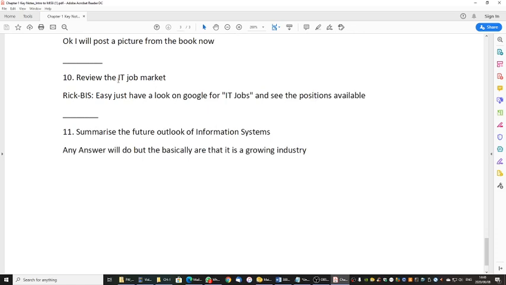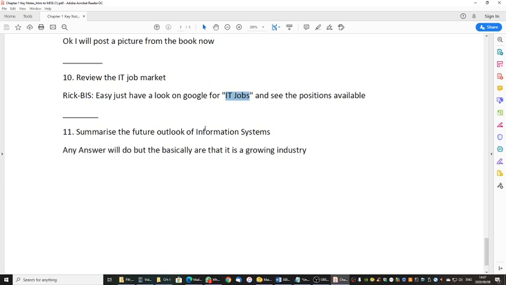Review the IT job market. This will not be an examination question. It is more for the student information. If you have a look at Google under IT jobs, have a look at the names of the positions available and think about where these people position themselves in the market and what kind of IT positions are available and what they are called, so that you can get an idea of the different IT jobs and the job market that is out there and what is popular and contemporary at the moment.